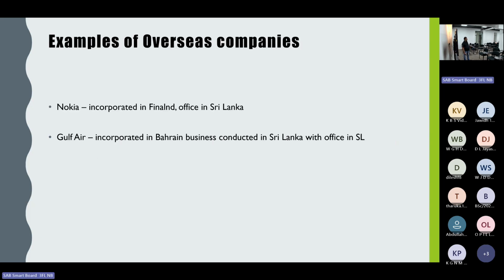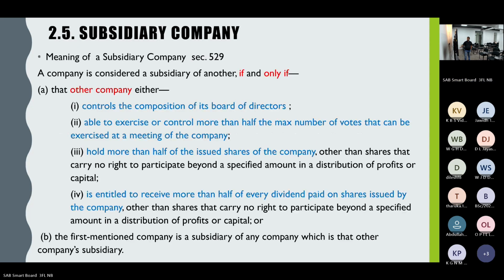Some examples. Nokia Incorporated is incorporated in Finland. They do business here, they have a business place here. Galle is incorporated in Bahrain. They do business here, they have registered here. Right.